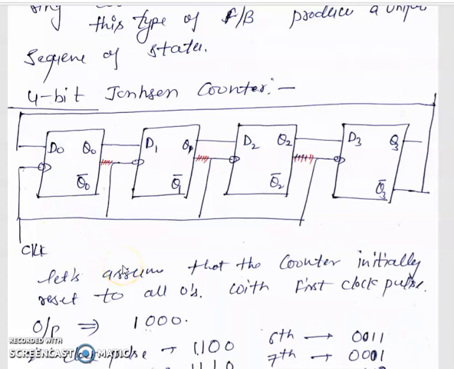This type of feedback produces a unique sequence of states. How many states are counted by this counter? For a Johnson counter, the number of states is 2n, where n is the number of bits. In this example, we used 4 bits, so the sequence of states is 2 times 4, that is 8. It means it counts from 0 to 7, that is 8 different states.